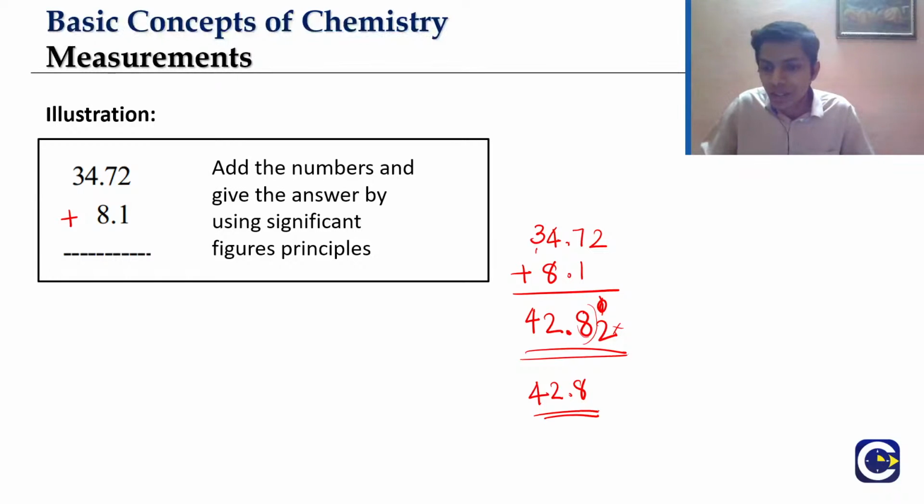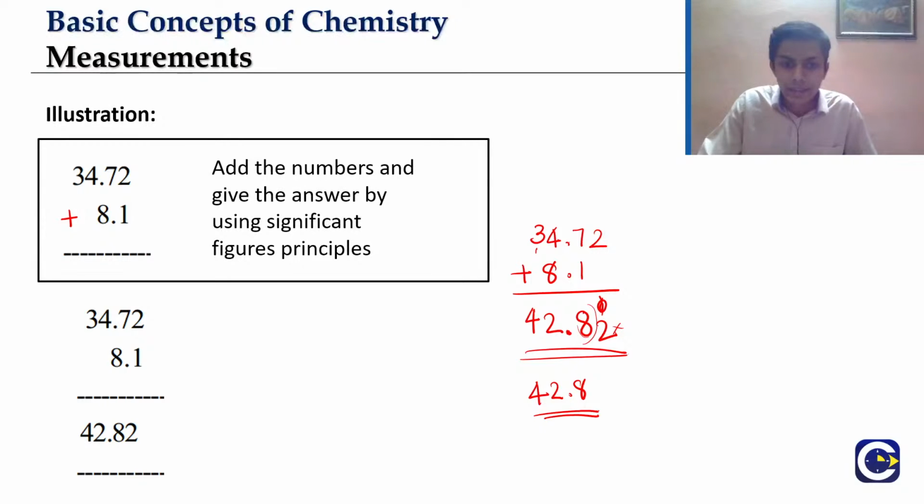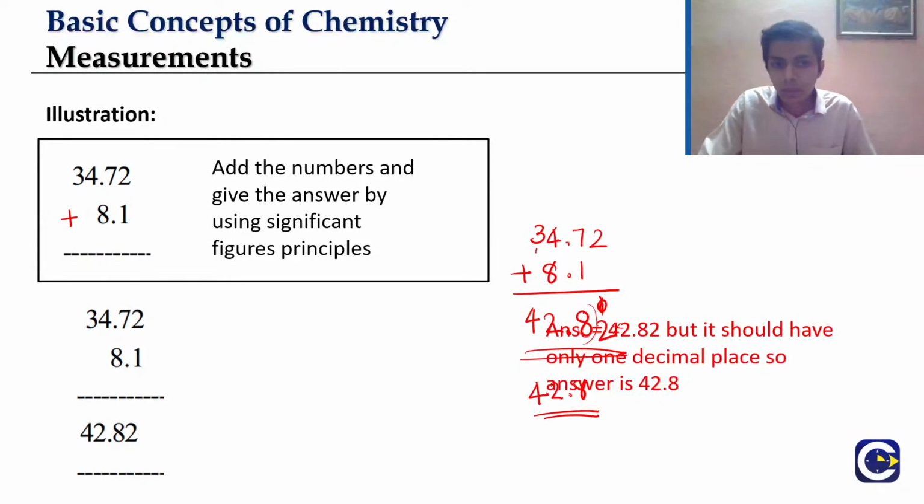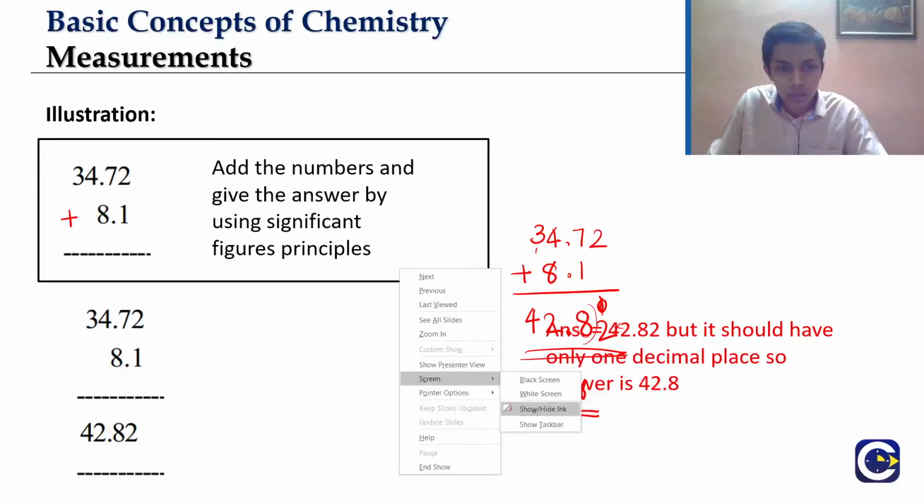No, Ridhishri, it's not 42.82. It will be 42.8. When you add, it will be 42.82, but the final one will be 42.8. Clear? So 42.82, but when we are reporting, we have to report it as 42.8.